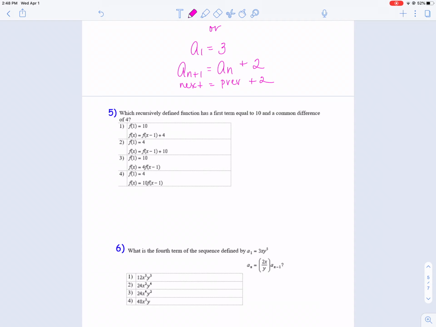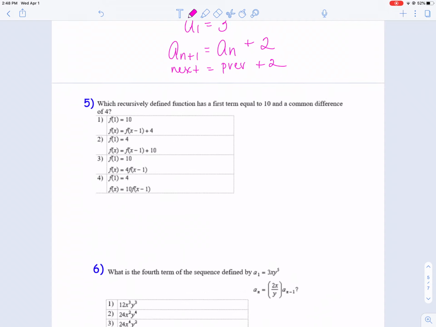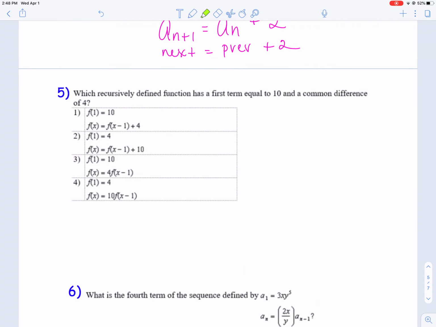Everybody take a look at number 5. They are immediately telling you which recursively defined function has to be a recursive formula, which has a first term equal to 10. Okay, if the first term is 10, just take a look at number 1. Is your first term 10? Yes, first term is 10. Okay, so this is a possibility.